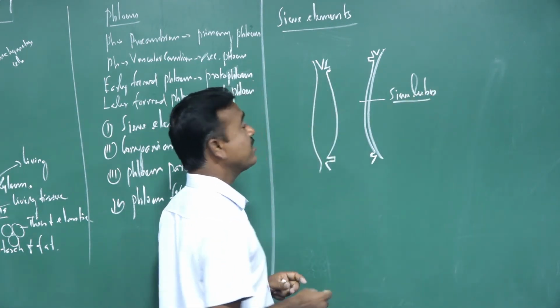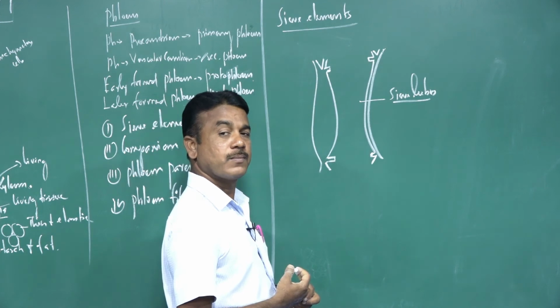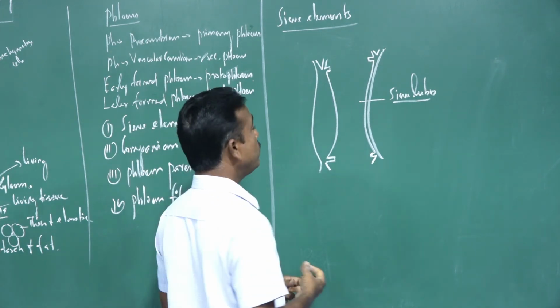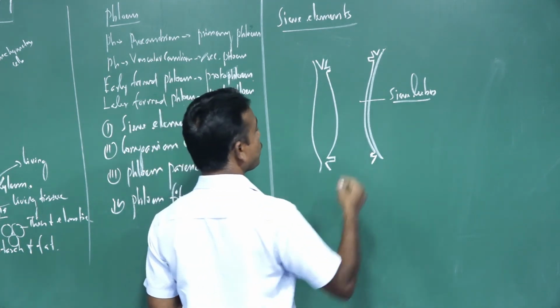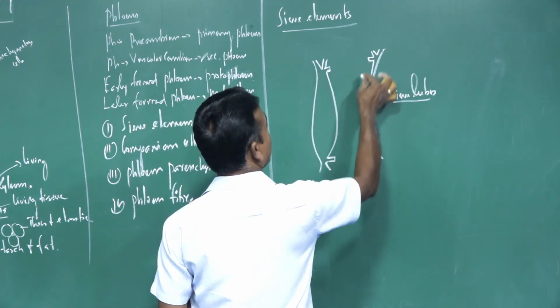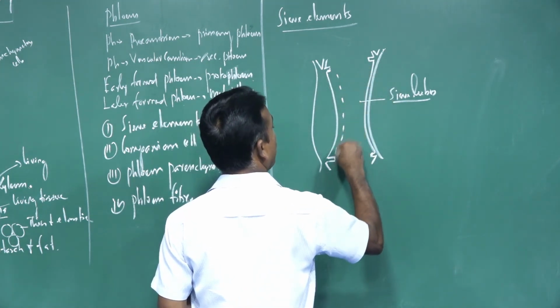So, what are the characteristic features of sieve tubes? Sieve tubes have a lining layer of cytoplasm.